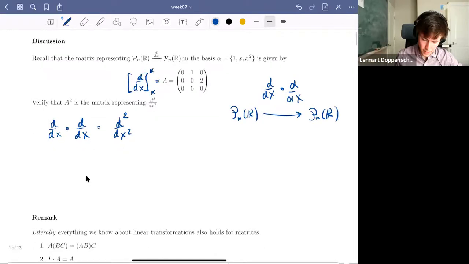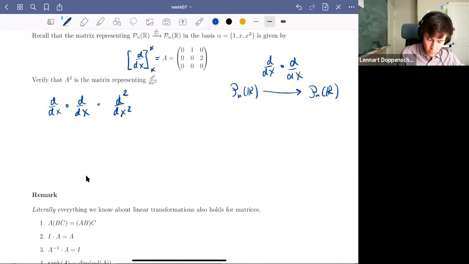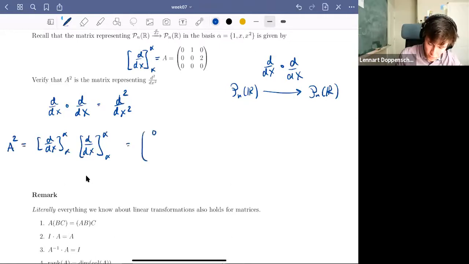So first of all, the easy side is when we just multiply matrices. It just means that when we take d by dx, the matrix representing the derivative, and then we do this again, then we have two matrices and we can multiply them. So this is just A times A. So this is A squared. This would be the matrix product of 0, 1, 0, 0, 0, 2, 0, 0, 0 with itself. So we have again 0, 1, 0, 0, 0, 2, 0, 0, 0.